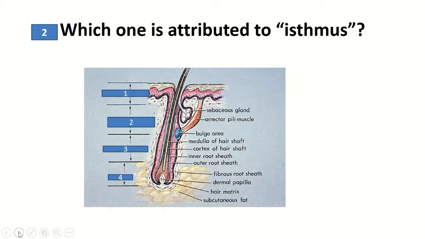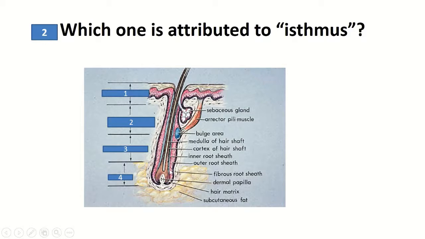Question 2. Which one is attributed to isthmus? Classically, the terminal anagen hair is composed of upper 1 and 2 and lower 3 and 4 segments. Up to down here we have ostium. The distance between the ostium and insertion of sebaceous gland is called infundibulum. And the distance between the insertion of sebaceous gland and erector pili is called isthmus. So the correct answer is isthmus.